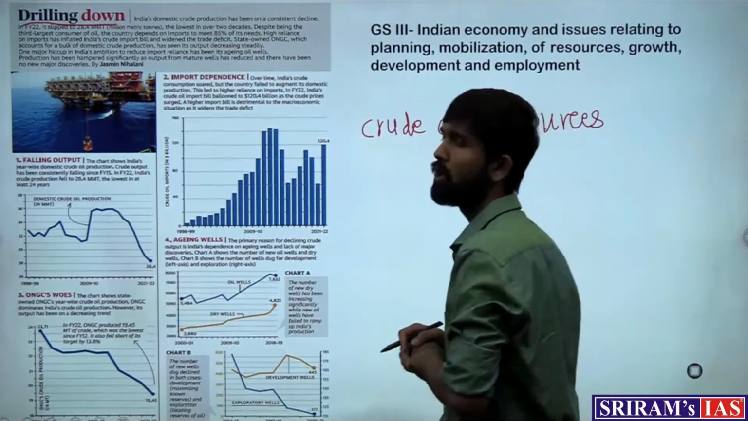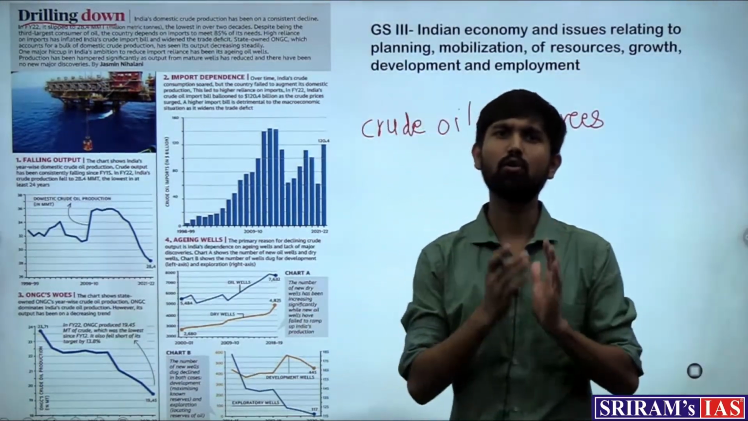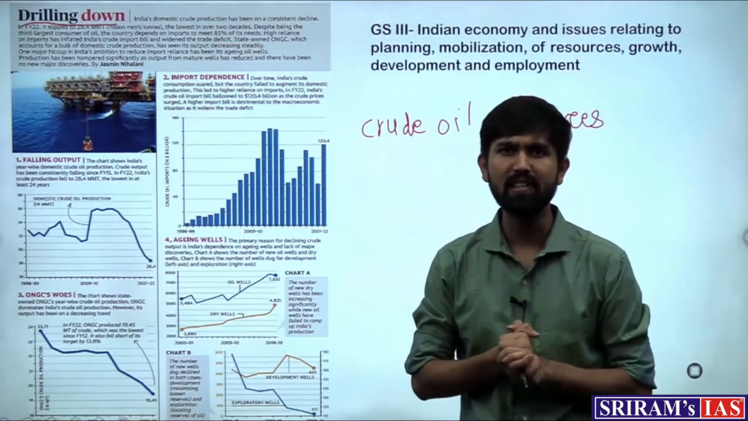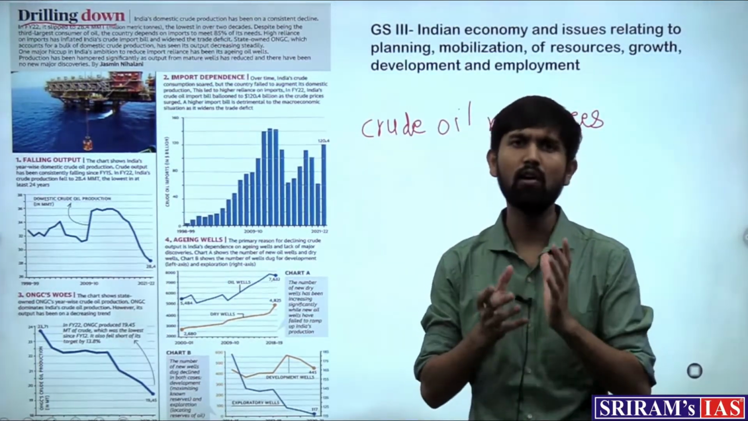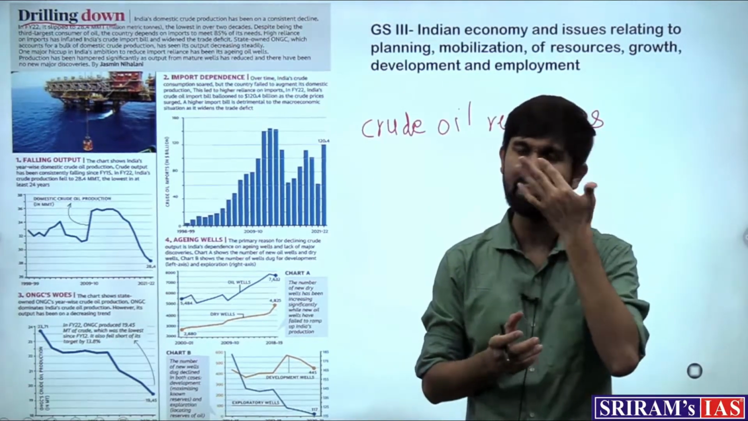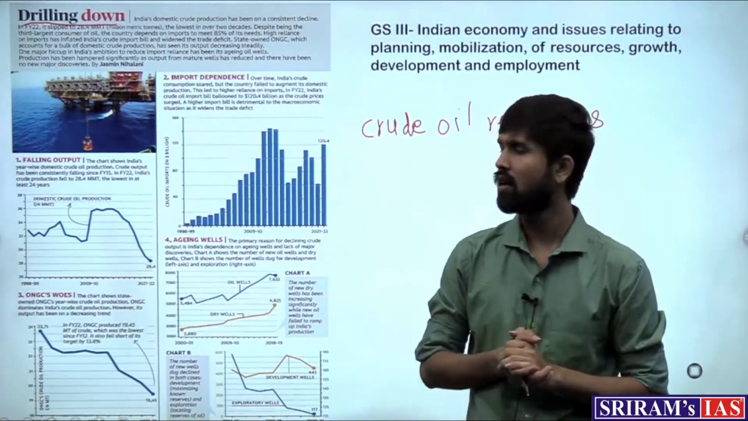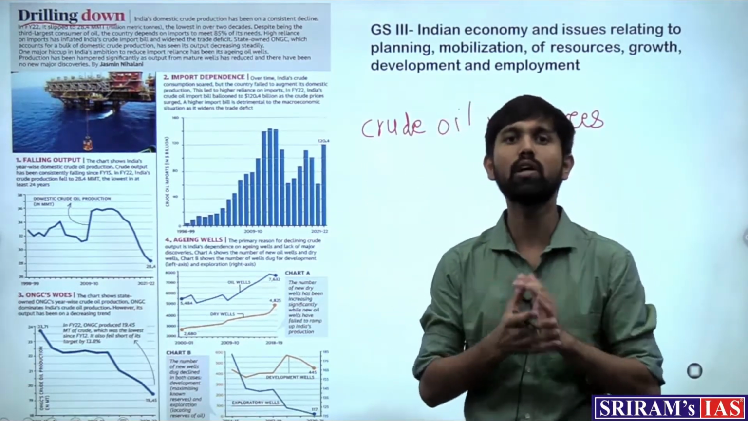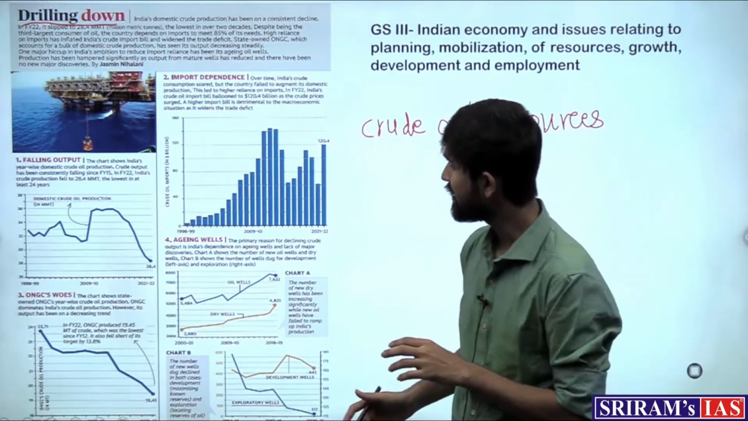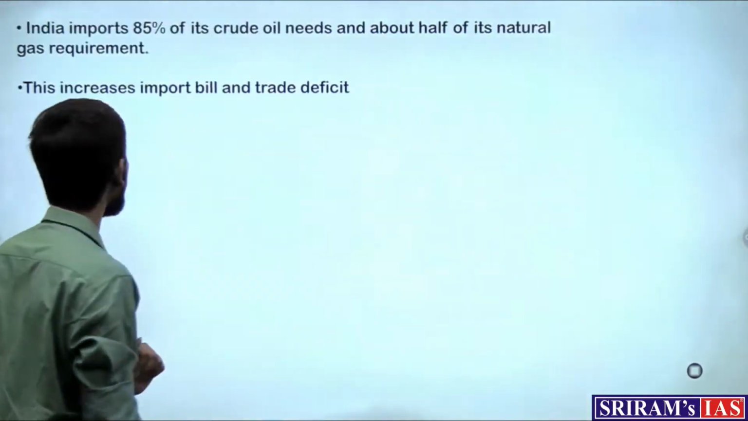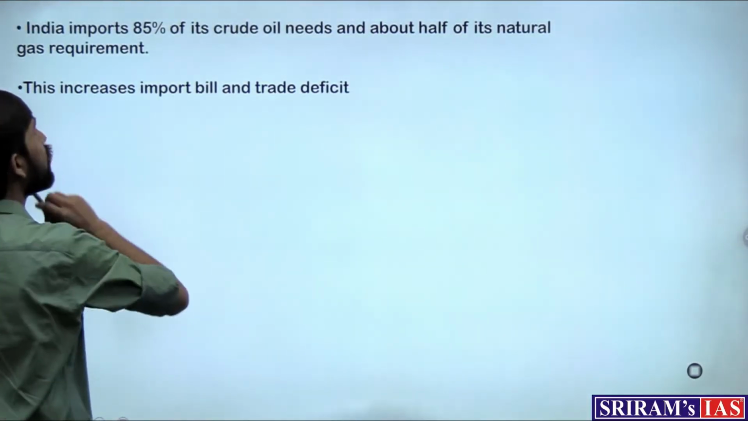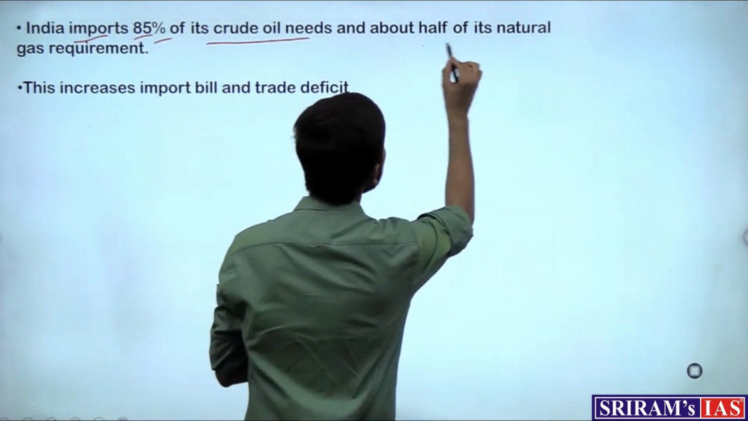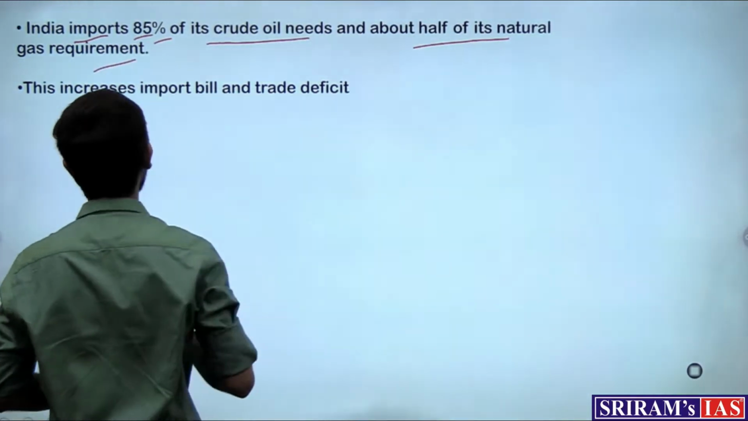We know that due to the Russia-Ukraine war, the crude oil prices in the international market have surged unprecedentedly. A barrel of crude oil is becoming very costly, I think more than $120 and upwards from that. So India has had to import a lot of crude oil. In fact, India's 85% crude oil has to be imported. India imports 85% of its crude oil needs and about half of its natural gas requirement, right?